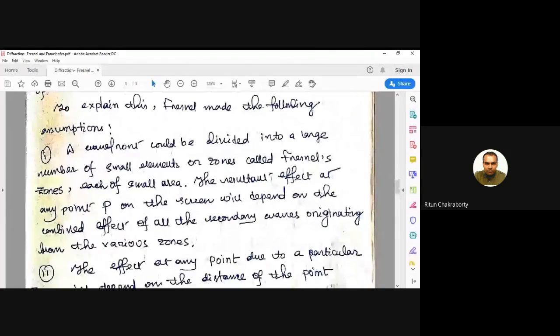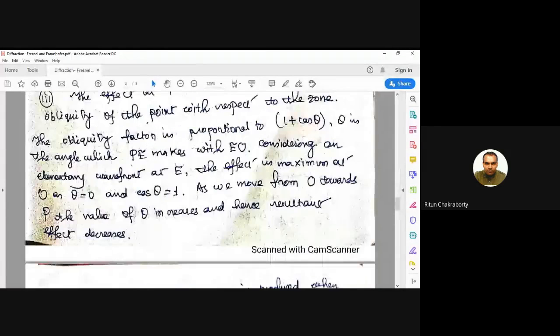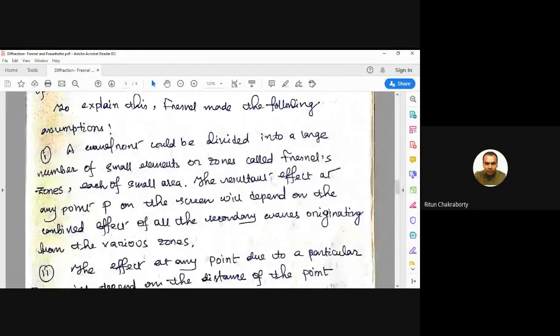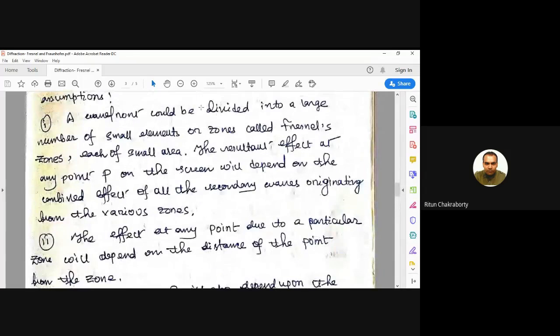There is some description of this phenomenon, which will also be understood more from the figure I will show you next. To explain this, Fresnel made the following assumptions. There are several assumptions. A wavefront is divided into a large number of small elements or zones called Fresnel zones, each of a small area.